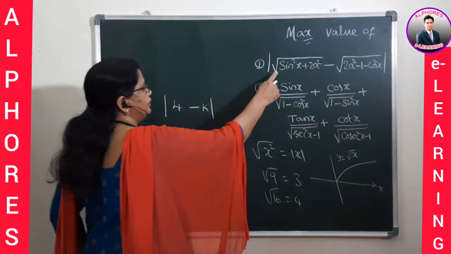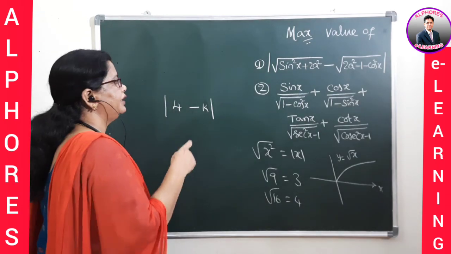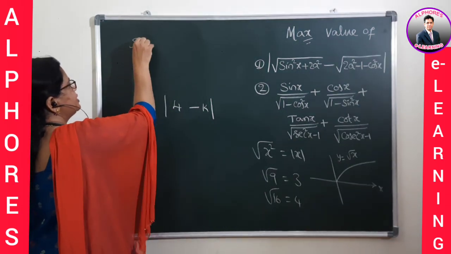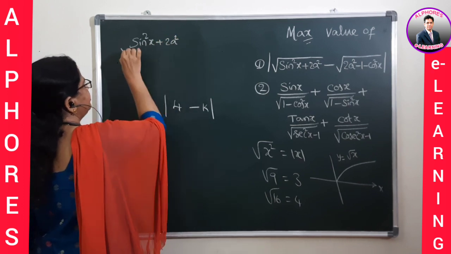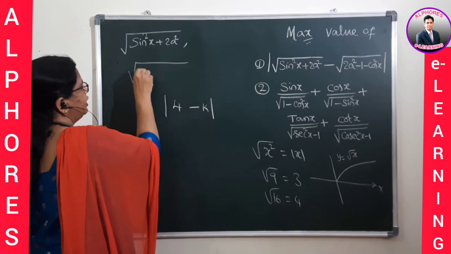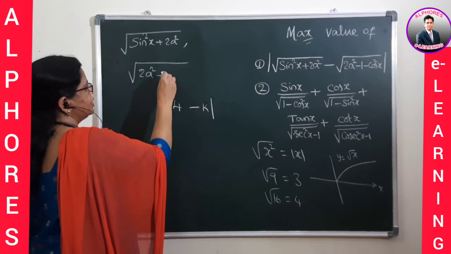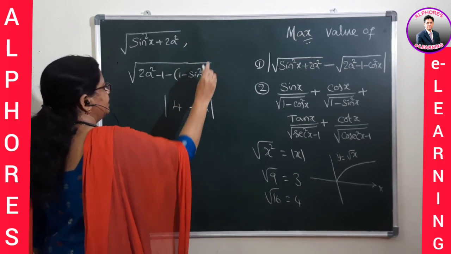Now let us observe in these two which is the larger value and which is the smaller value. First one I am taking, students, square root of sin square x plus 2a square. And the second square root you are having is 2a square minus 1 plus cos square x, and I am writing cos square x as 1 minus sin square x.